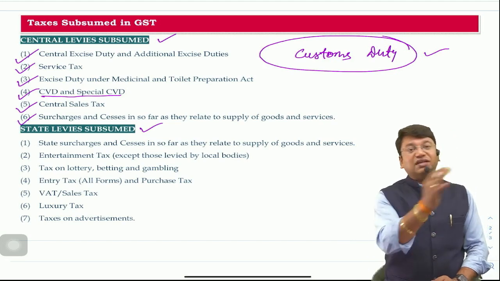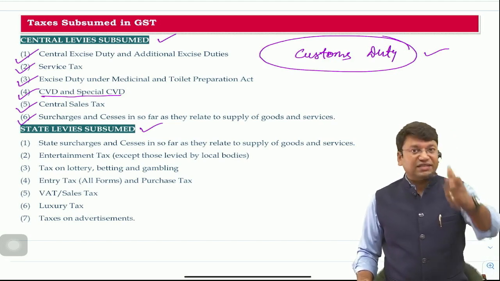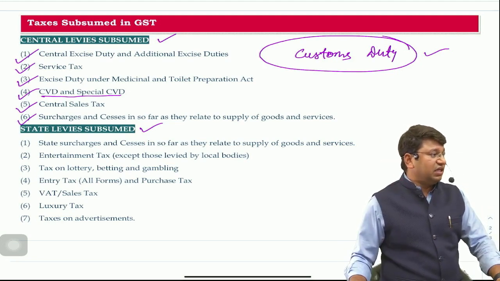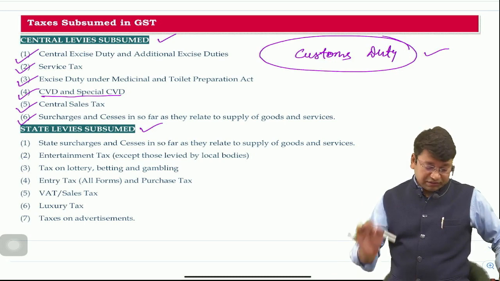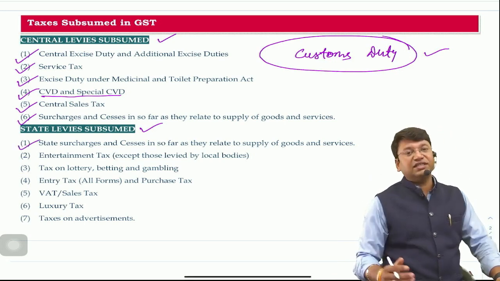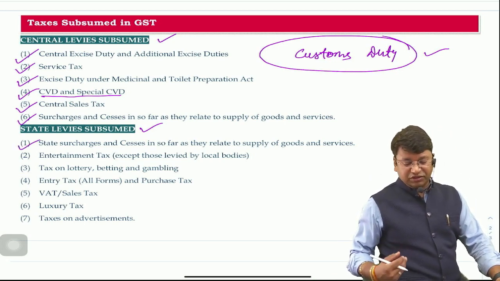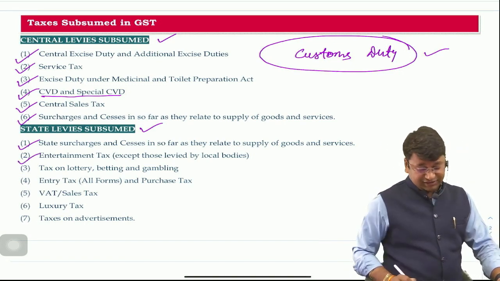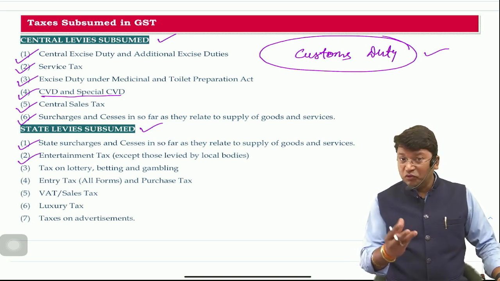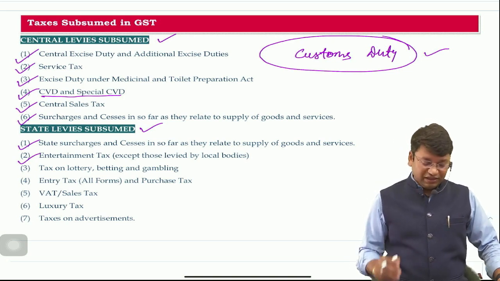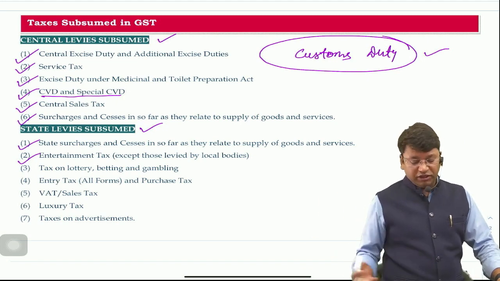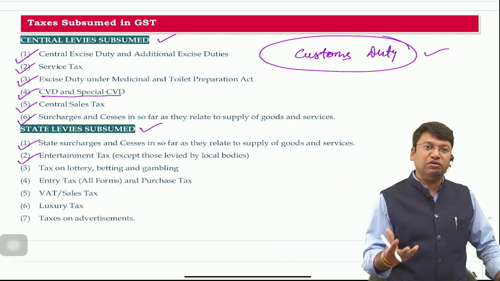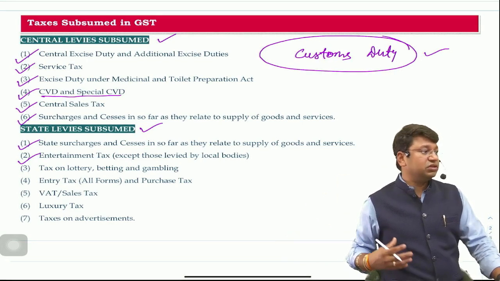Now, not only central taxes, but state taxes also got subsumed in GST. Now, what all state taxes got subsumed in GST? We are going to see. First, state surcharges and cesses insofar as they relate to supply of goods and services. Then, entertainment tax on movies, etc. Entertainment tax was levied, except those levied by local bodies, because local bodies' taxes have not been subsumed in GST. Only central government and state government taxes got subsumed in GST.